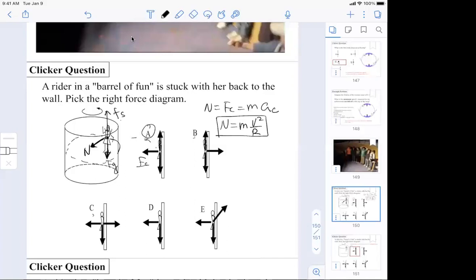Someone asked, how is there not a force going to the right? You feel like you're stuck to the wall. That's a tendency of your motion. It's not really how you feel. It's not really like the force is pushing you to the wall.